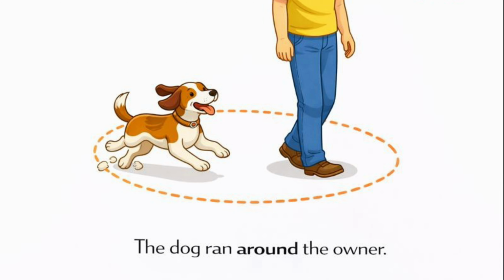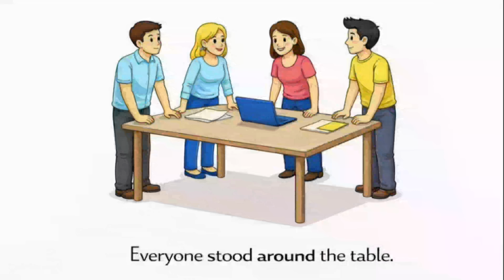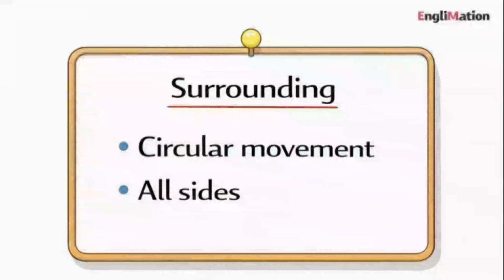Let's look at movement. The dog ran around its owner. This shows circular motion. Finally, here's a common indoor example. Everyone stood around the table. This shows surrounding position. Let's recap.